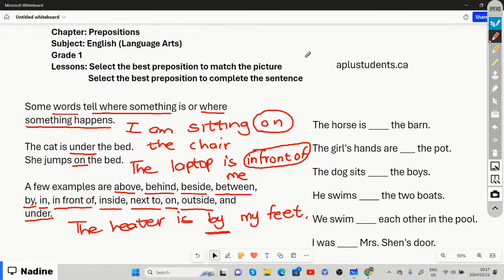So which means that it is telling us where the PC is at. So the word in front of, that is a preposition because it tells us where the PC is at, right? So the same with TV, right? If we are watching the TV, the TV is basically in front of us, right? So which means that in front of is the preposition because it tells us where the PC or where the TV or where the laptop is at, right?